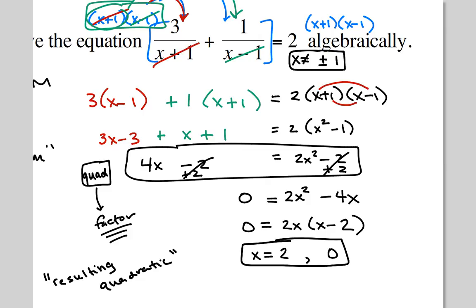That's a good question. Will there be 2 answers for every quadratic? There could be 2, there could be 1, there could be none. Do you remember the discriminant?